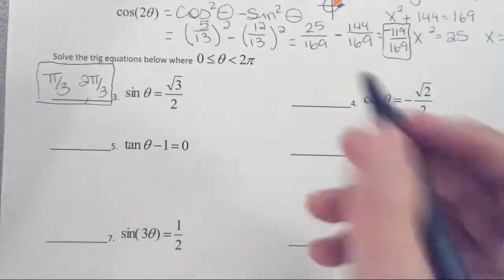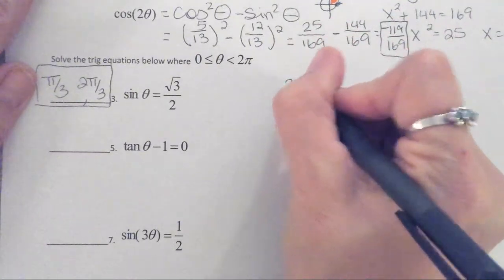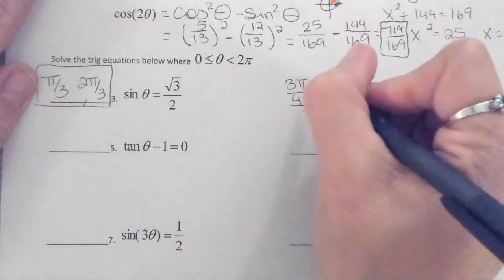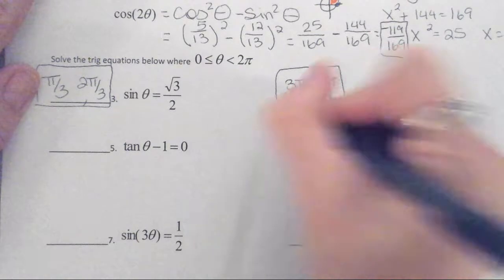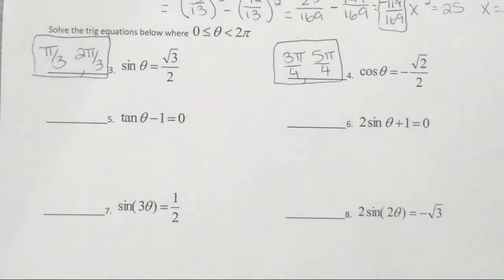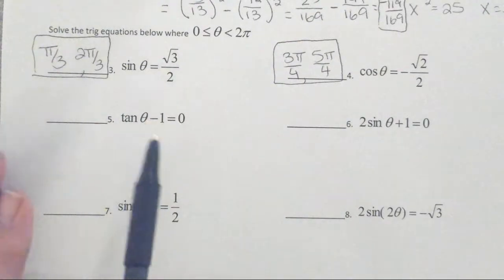So I have two answers, 3 pi over 4 and 5 pi over 4. On number 5, you have a little bit of work to do, but not a lot.